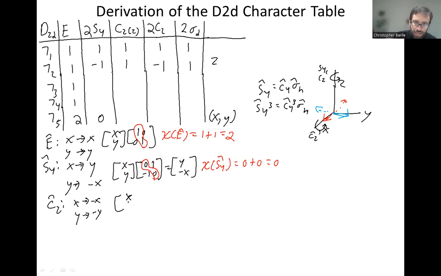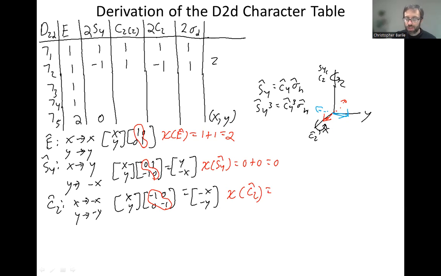We have to maintain them together, and by a 2x2 matrix, now we have the inversion matrix, negative ones on the diagonal, and that equals that. The character is the sum across the diagonal: -1 plus -1 equals -2.